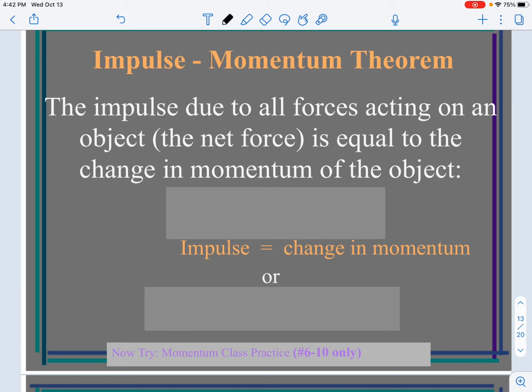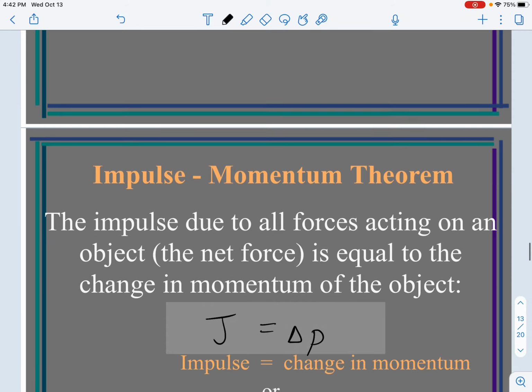The last thing that we are going to look at today is something called the impulse momentum theorem, and it's just putting the two pieces together. Impulse is going to cause that change in momentum. So it says here in words, impulse is equal to change in momentum. So impulse, which we will express with a capital J, is equal to change in momentum, delta P.